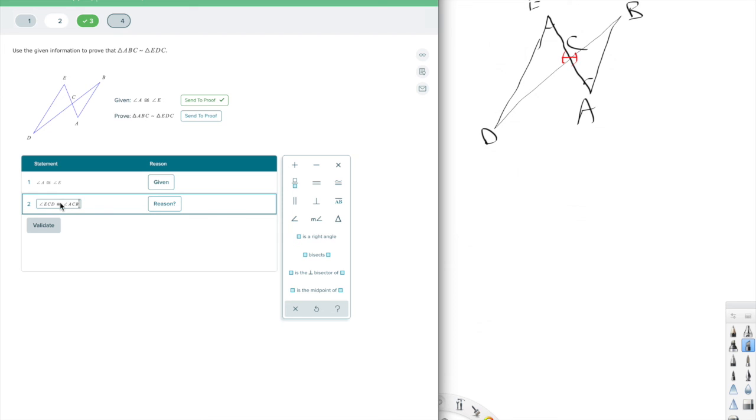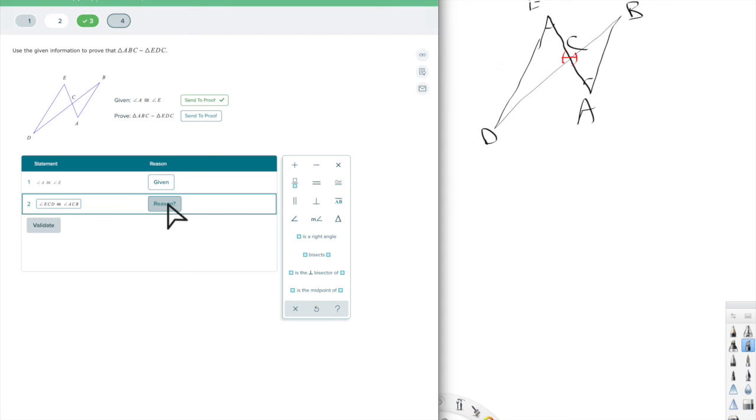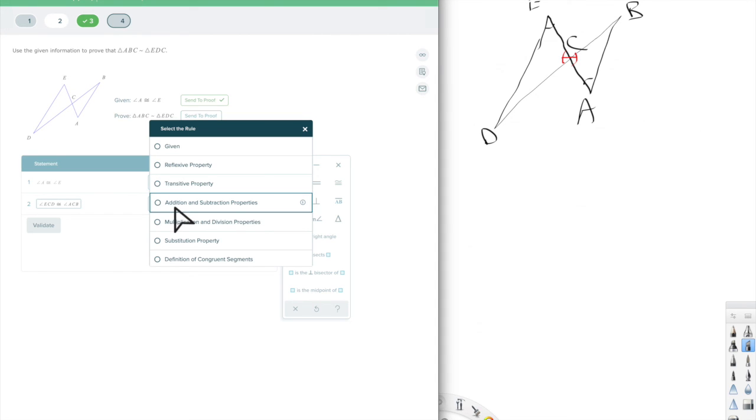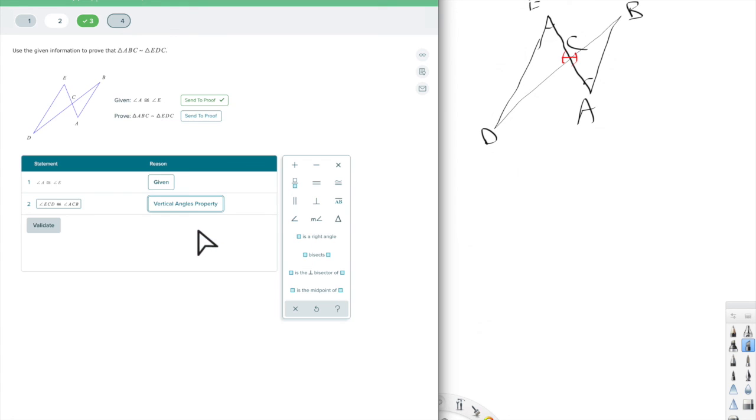I can't just say angle C is congruent to angle C because angle C could be either one that we're talking about here or it could be these outside ones. So we have to use those three angles to show that. And this is vertical angles, so I just need to scroll through the list and find the vertical angles property. I'm going to validate. All right, so now I've proved that two angles of this left triangle are congruent to two angles of this right triangle. So the two triangles are similar by angle-angle property.